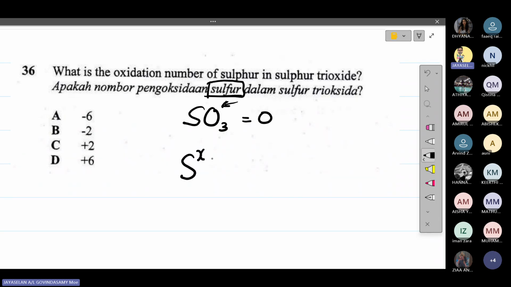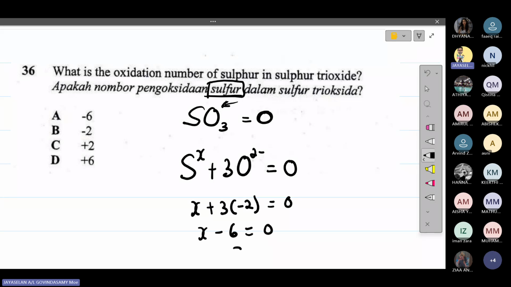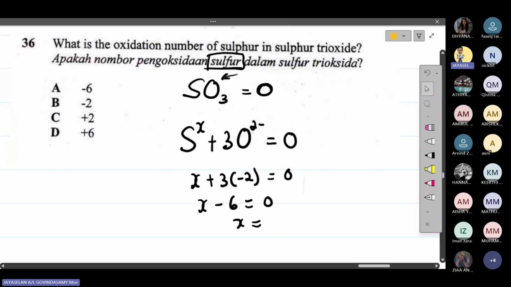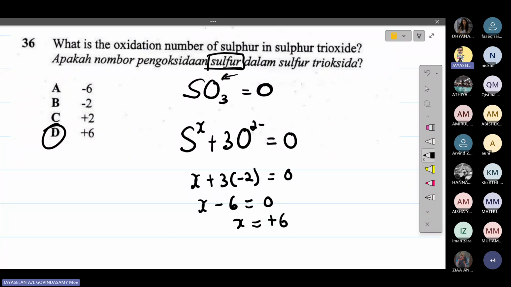So you put sulfur X plus 3 oxide ions. What is the formula of oxide ion? O2 negative. When you sum up, take the 0, put here. X plus 3 times negative 2 equals 0. X minus 6 equals 0. X will be, you bring the minus to the right-hand side, it will turn into positive 6. So answer D. Any question? Practice questions like this.